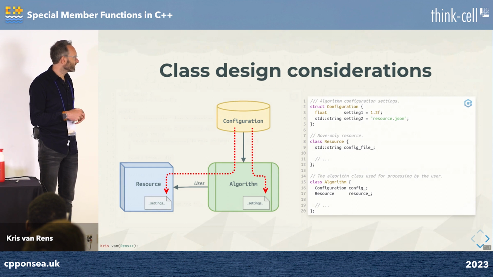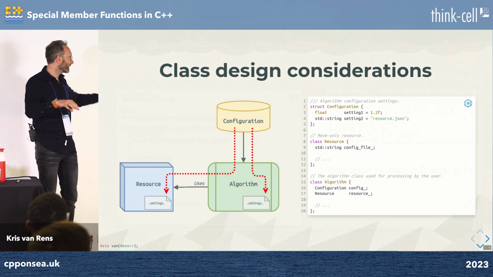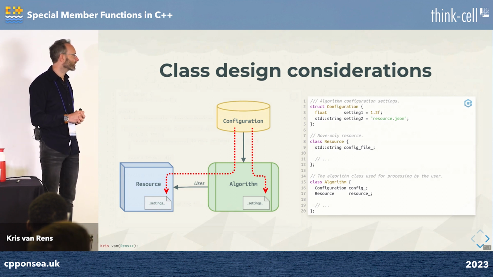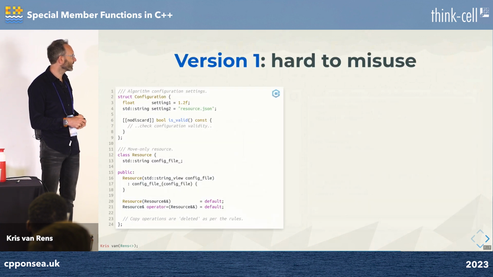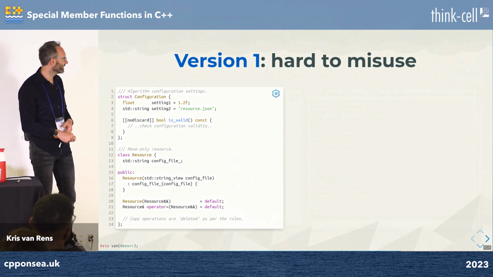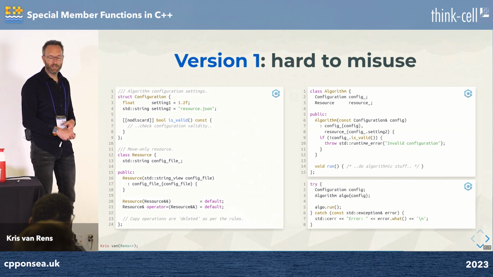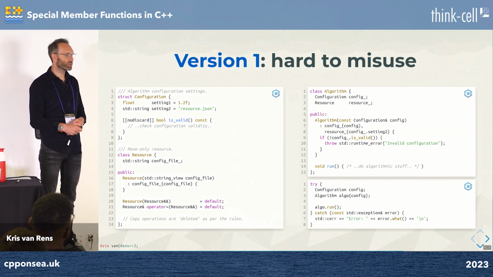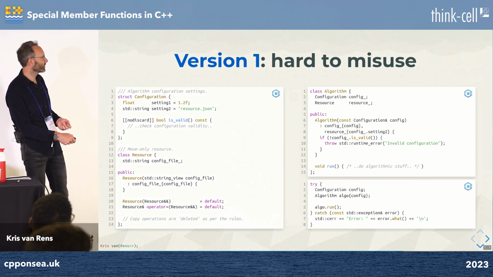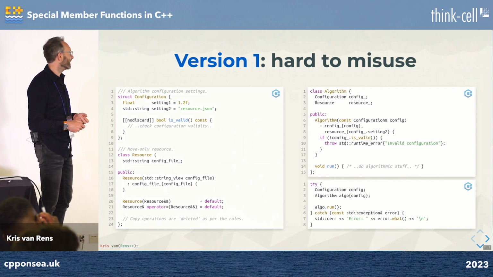Now, as I said, the constructor of the algorithm class is responsible for spreading the settings out to the resource and itself. The way it works in version 1 is we have this bag of data called configuration. It has some settings on board, and we ingest the settings in our algorithm right here, and then initialize the resource with some of the settings and initialize ourselves with the settings. In this case, I chose to throw an exception if the configuration is bad.